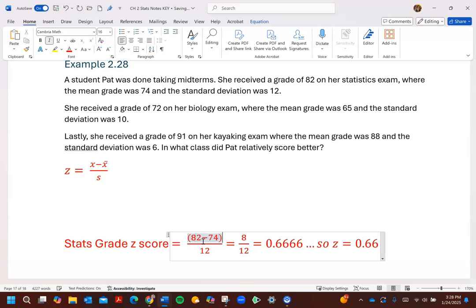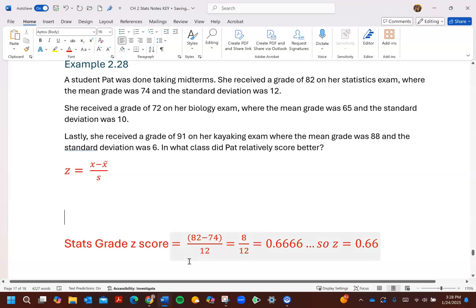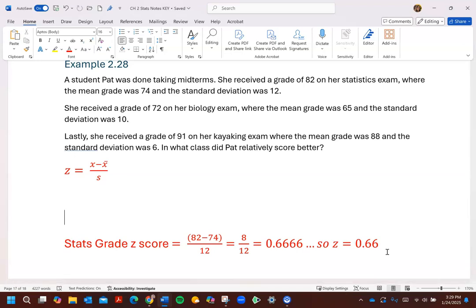You can use Desmos calculator, which is nice, or just any calculator. And then we get 0.666 and so on. So z equals 0.66, and it's positive, so it's above the mean. So if you want to, pause the video and go ahead and do the other two for biology and kayaking and get those z-scores done out. And then check back and see if we can figure out which class you did better in.